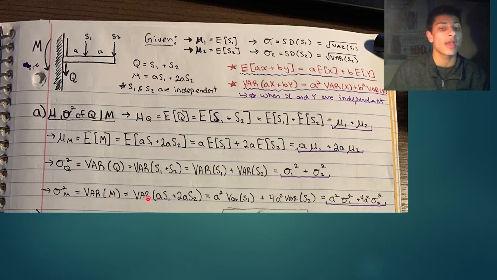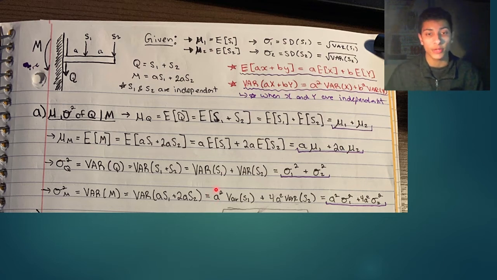We're going to have the variance of M equal to the equation of M, and here we can see that these S1 and S2 random variables are actually being scaled by a factor of A and 2A here. So when we set this up in this equation, we can't just break it up individually here. We have to go by this relationship here, which says that the scaling factors are going to be squared.